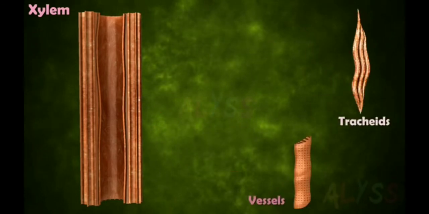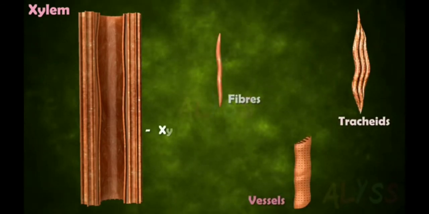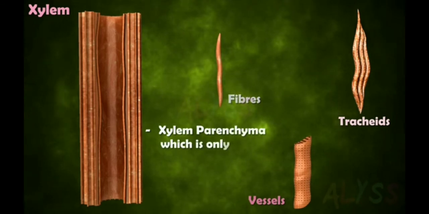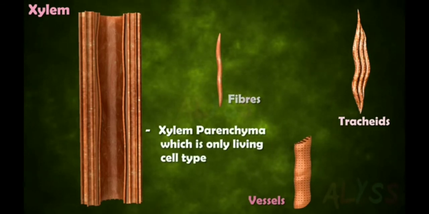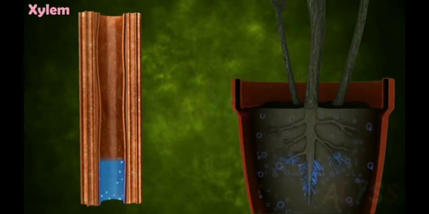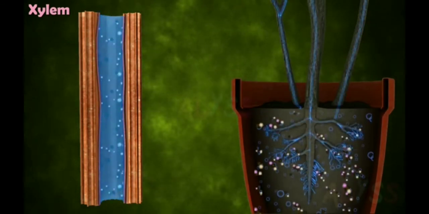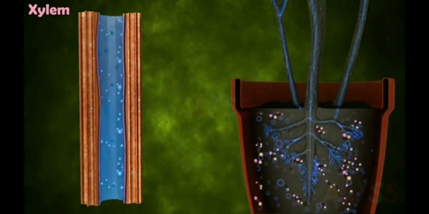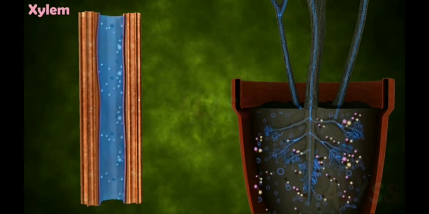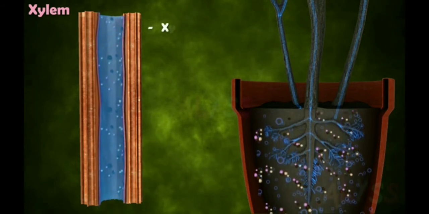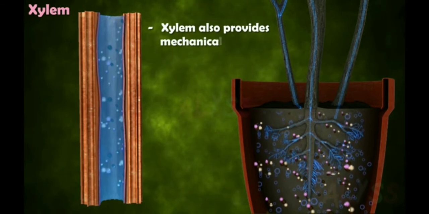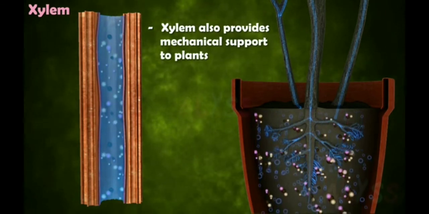Xylem is made up of mostly dead cells, which are tracheids, vessels, fibers, and xylem parenchyma, which is the only living cell type. Xylem's main function is to distribute water and minerals from the roots upward to the parts of the plant. Other than this, xylem also provides mechanical support to plants.